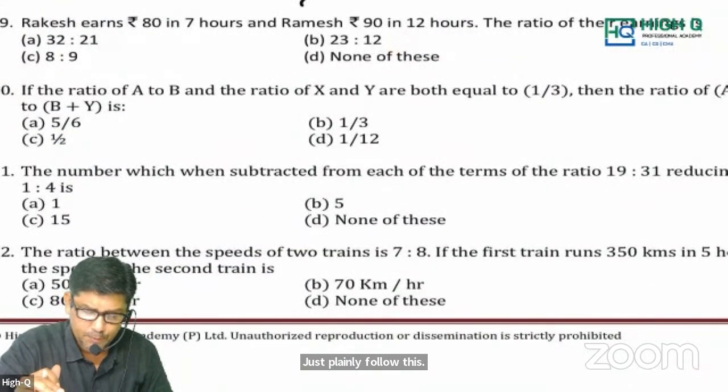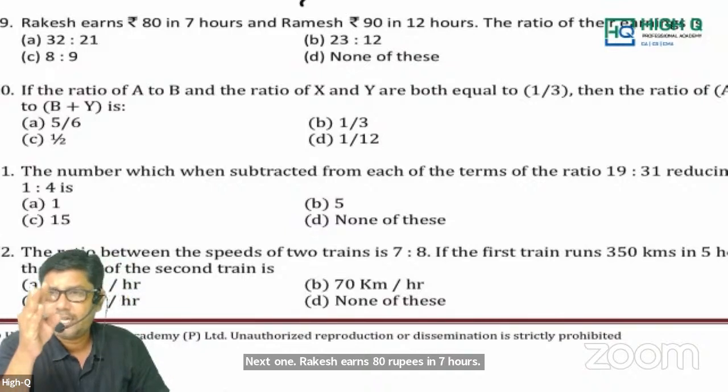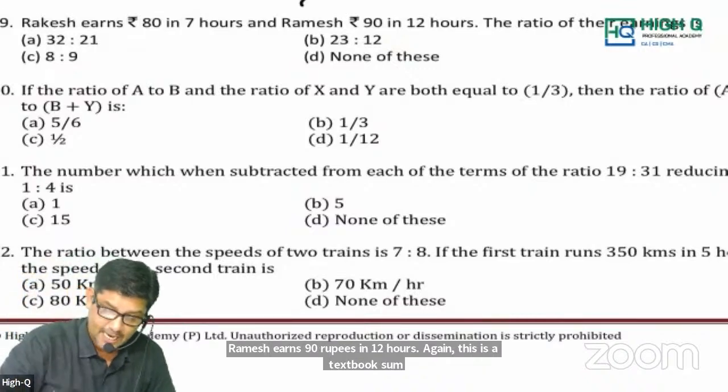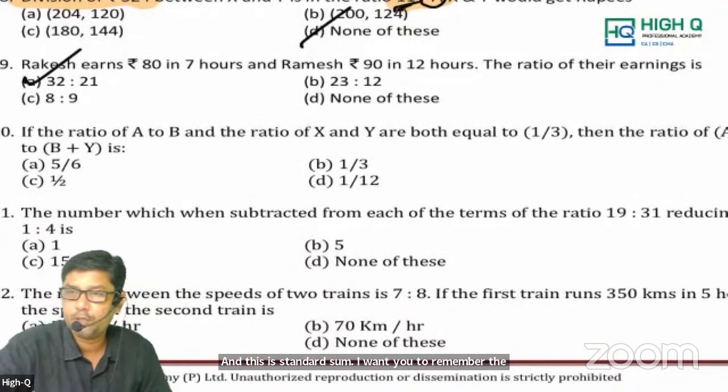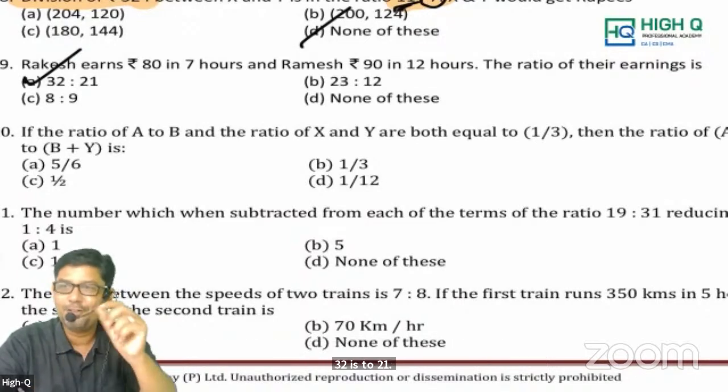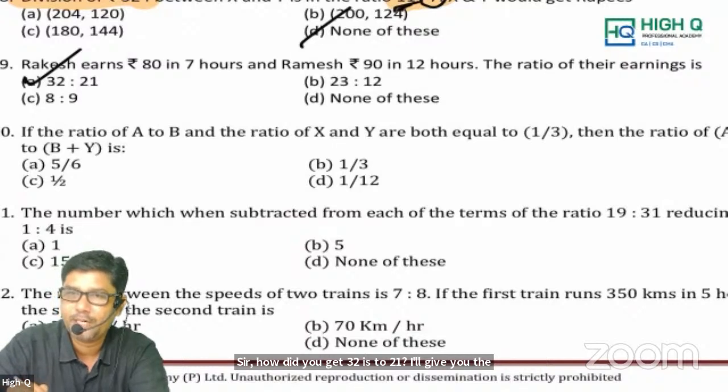Next one. Rakesh earns 80 rupees in 7 hours and Ramesh earns 90 rupees in 12 hours. Again, this is a textbook sum and this is a standard sum. I want you to remember the answer. I think the answer is 32:21. Sir, how did you get 32:21? I'll give you the trick for that also. Don't tell this to anyone.